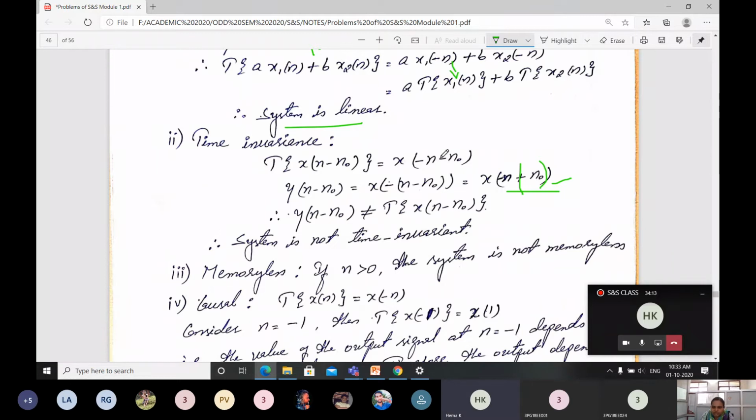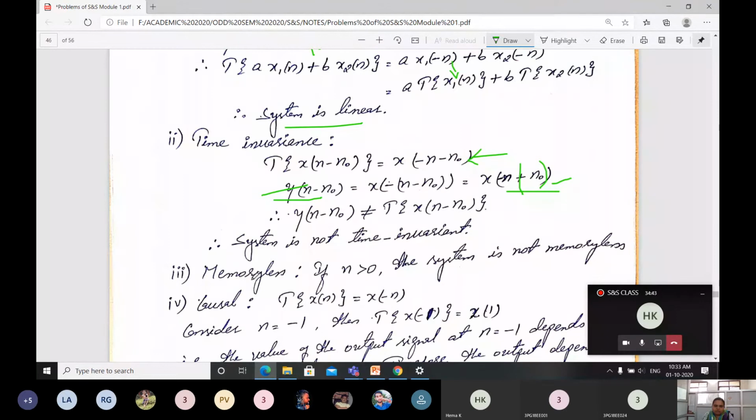Remember only one point: don't directly substitute here n minus n naught. When you are writing the output, then you change here. Okay, remember this point, or else you can write directly this equation. Then what I can tell is that the system is not a time invariant system, or else the system is a time variant system.